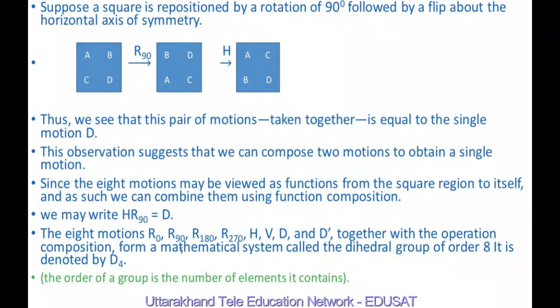We know that the order of a group is nothing but the number of elements it contains, and this group contains 8 elements. So we say that the order of this group is 8, and we have denoted it D4 because 4 is the number of sides of the square.